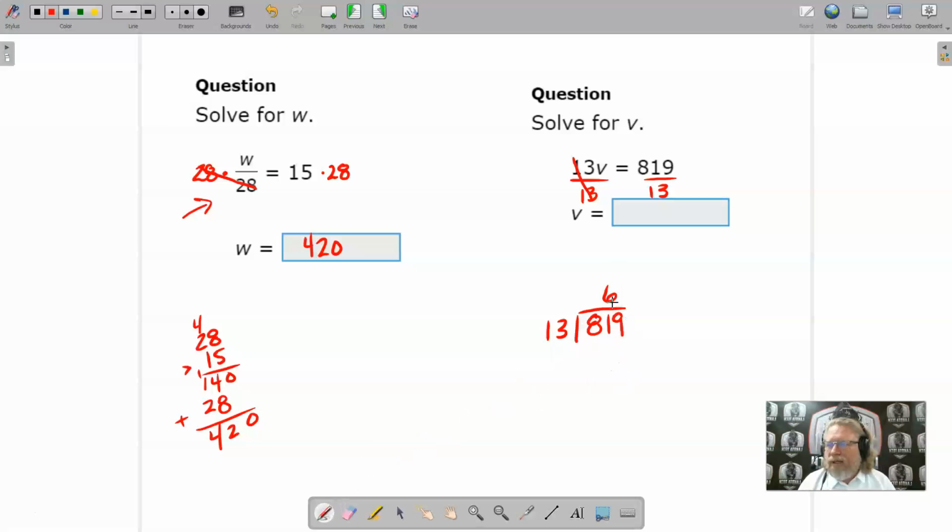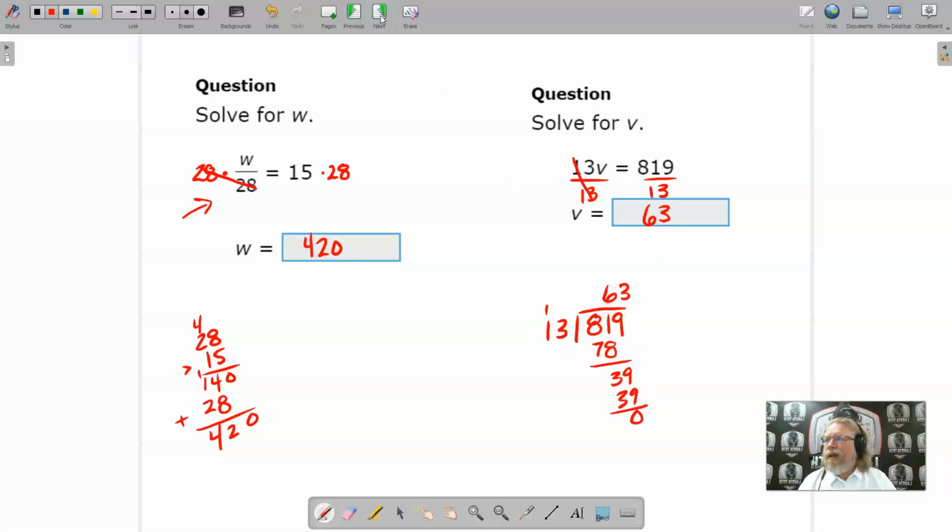So let's try 6 instead. 6 times 3 is 18. Carry the 1, 6, 7, 6 times 1 is 6, plus the 1 is 7. And 81 minus 78 is 3. Bring down the 9. 13 goes into 39 3 times. And that's going to equal 39. And we'll have 0, so we're at 63.